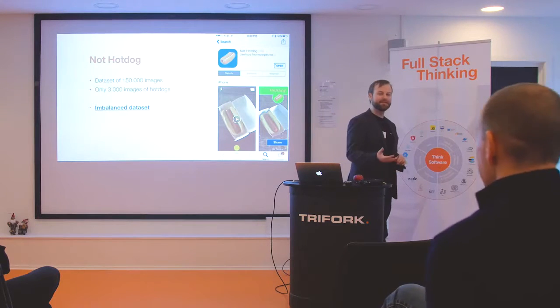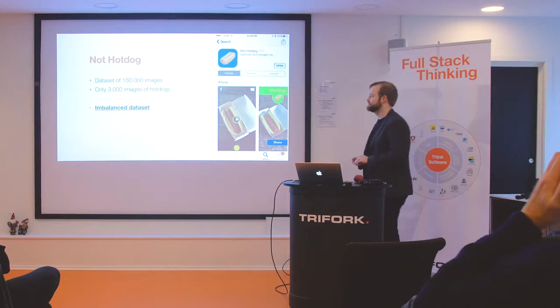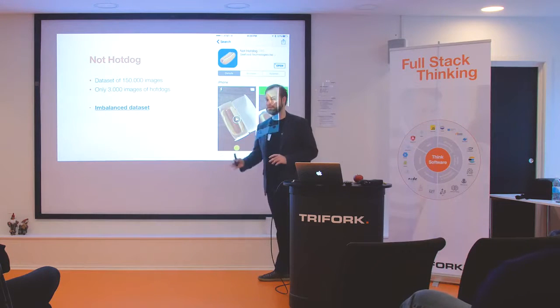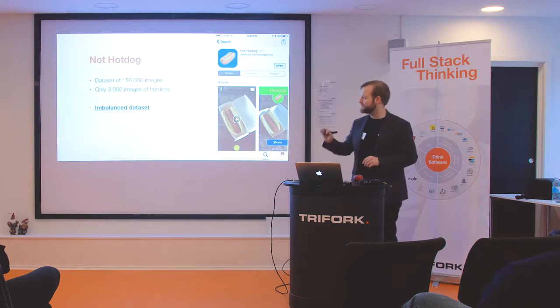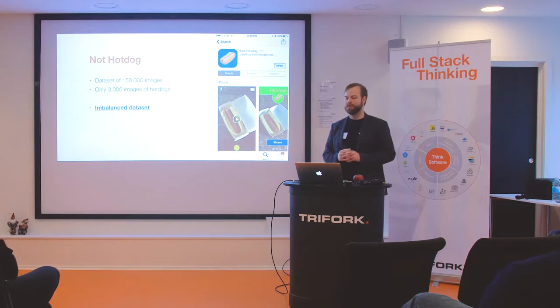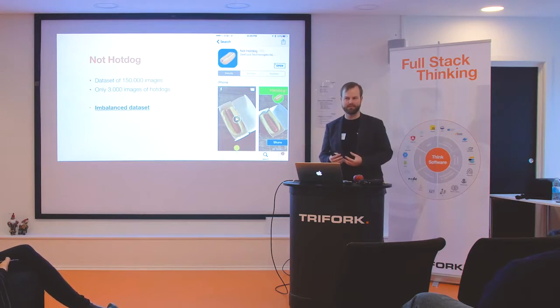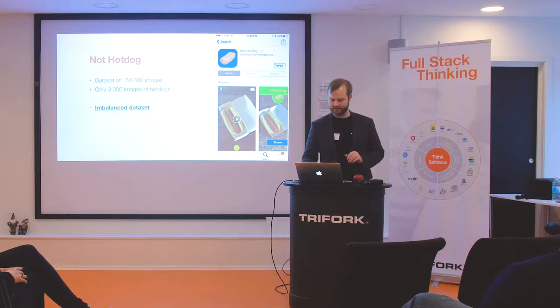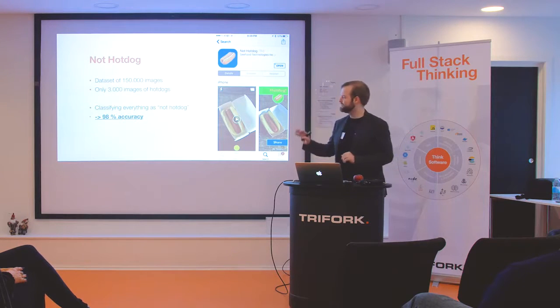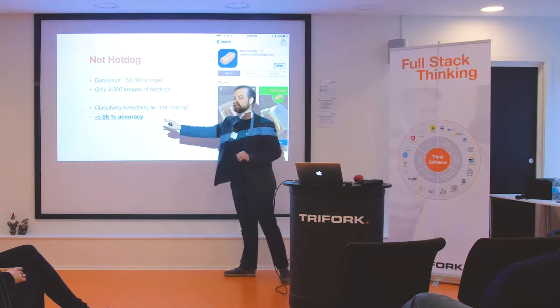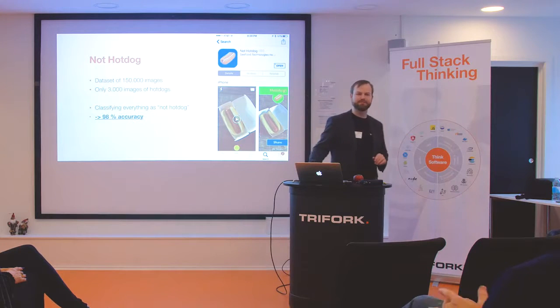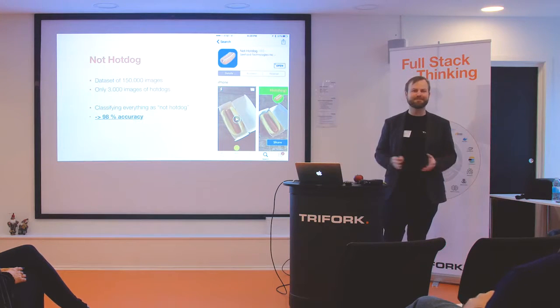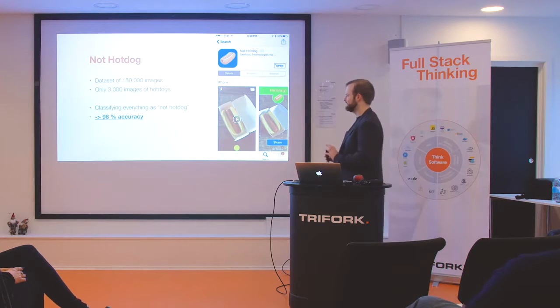When they made this app, they had a data set of 150,000 images. But only 3,000 of those images were hot dogs, the thing that they actually cared about. So it's a classic example of an imbalanced data set. When you use machine learning, it's kind of like a child. It's going to learn the easy thing first. So if you use machine learning just out of the box on this, it's going to learn that if it says everything is not a hot dog, it's going to get an accuracy of 98%, which is a really good score. But it's saying everything is not a hot dog, so it's a useless model. You cannot use it for anything.